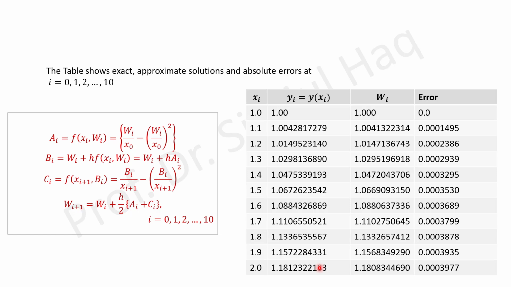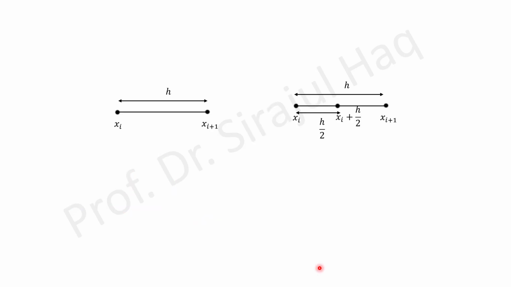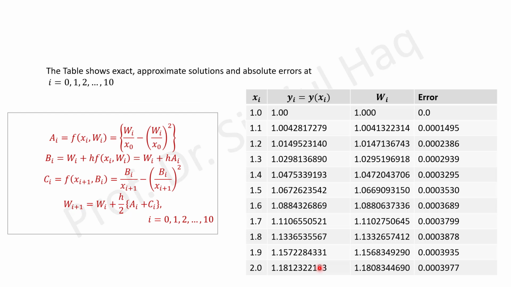This is the exact solution I told you before. This is the exact solution which I showed you in the previous slide, at x equal to 1, 1.1, up to 2. So these are the exact solutions, and these are the approximated solutions. The difference between the two is the corresponding absolute error.